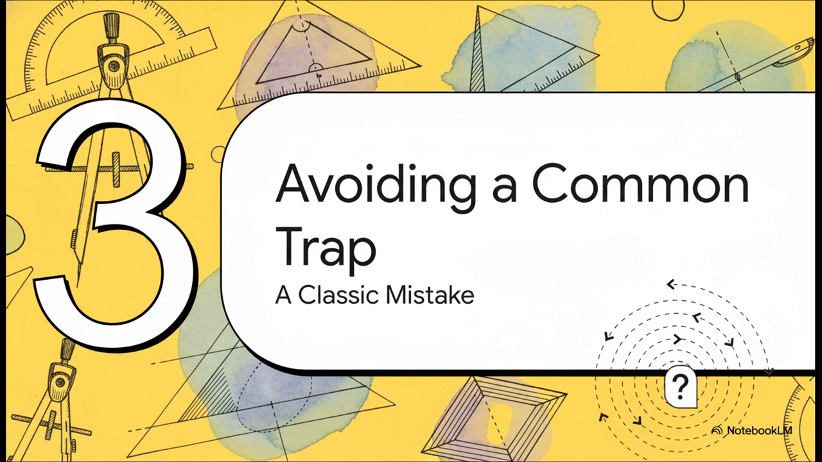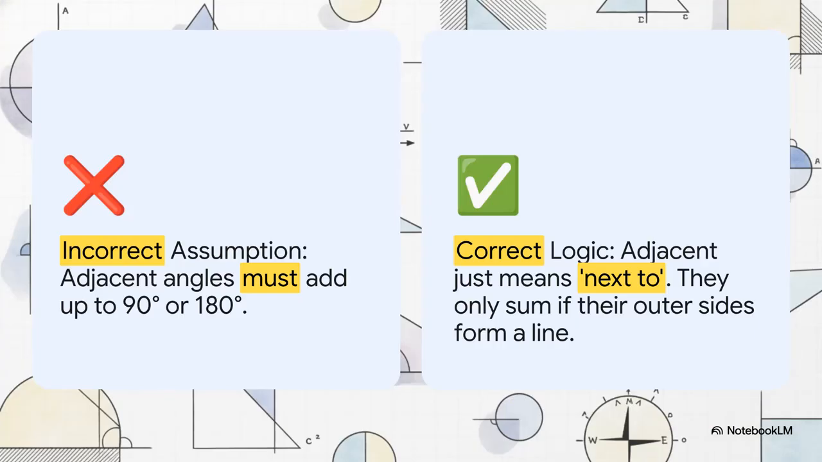Okay, before we call it a day, we absolutely have to talk about a super common trap. Seriously, this is a mistake that trips up so many people, even when they're really good at this stuff, so you gotta watch out for it. Yeah, this slide lays it out perfectly. A lot of folks just assume that if 2 angles are next to each other, they must add up to 90 or 180. But that's just not true. They're only supplementary if, and this is the key, their outer edges form a perfectly straight line. Otherwise, adjacent just means they're neighbors, and that's it.